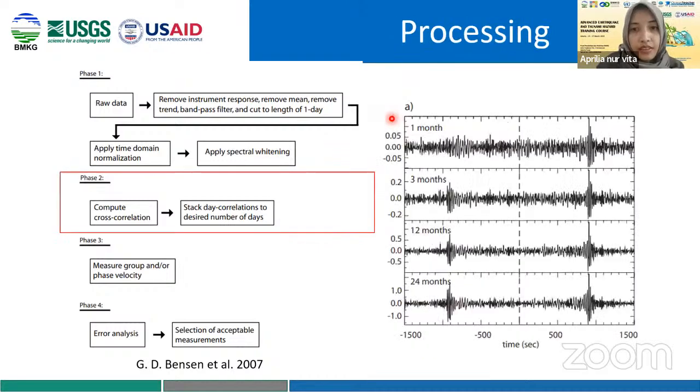In phase 2, we compute the cross-correlation and stack the correlations to the desired number of days. This is an example of a cross-correlation pair between two stations. We can see the causal part and the acausal part. We see that the longer data, 2 years of data, gives us a better Green's function than 1 month of data.